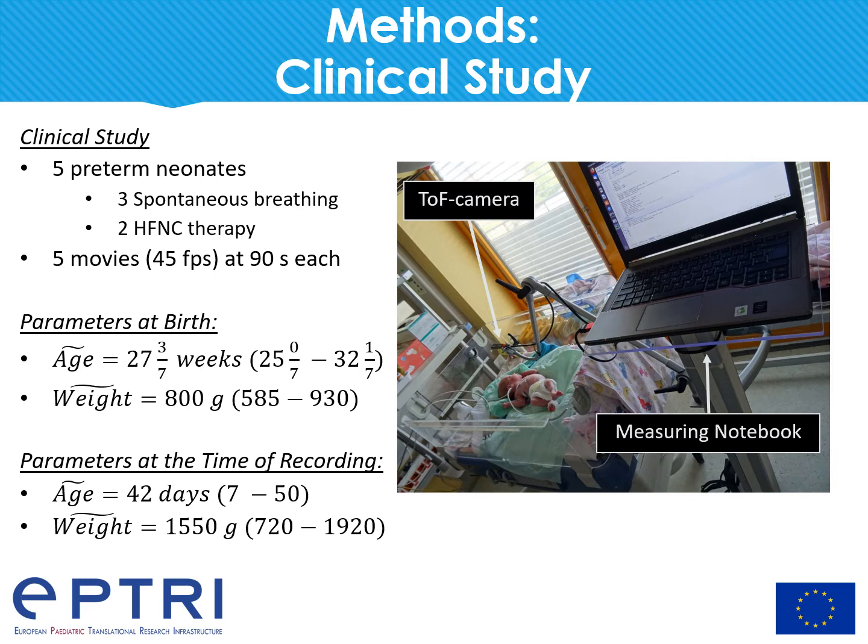The median gestational age at birth of the examined preterm neonates was 27 weeks and 3 days, ranging from 25 weeks to 32 weeks and 1 day. The median birth weight was 800 grams, with a range from 585 grams to 930 grams. At the time of recording, the preterm neonate's median chronological age was 42 days, ranging from 7 to 50 days. The median weight was 1,550 grams, with a range from 720 grams to 1,920 grams.